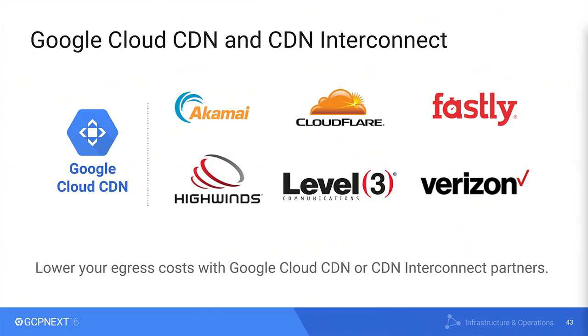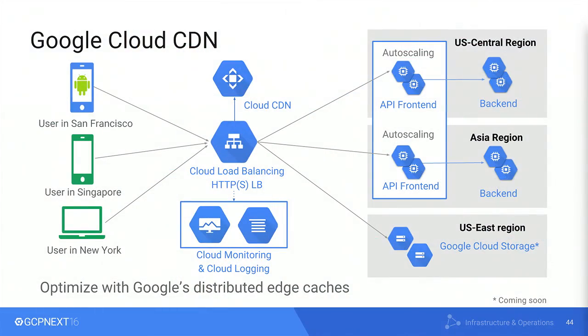With CDN Interconnect, you'll get optimized connections to your CDN of choice and pay less for network egress. And in the coming weeks, we'll be launching the beta release of Google Cloud CDN. Google Cloud CDN is our own delivery network, and it integrates seamlessly with the global load balancer. We've deployed our global load balancing stack at more than 50 points of presence around the globe, as Prajakta mentioned earlier, and it integrates with Google Cloud CDN at each of those locations.